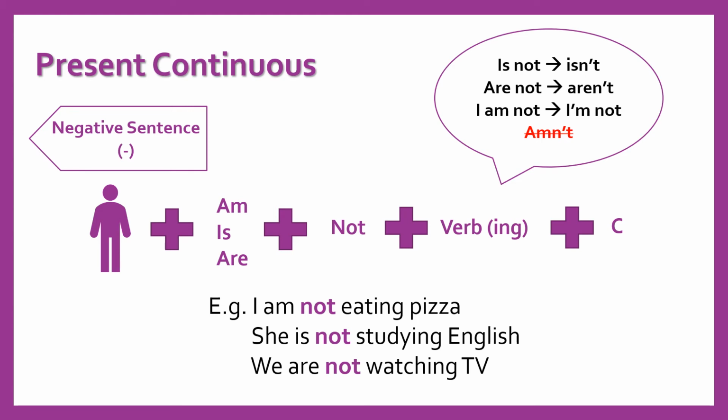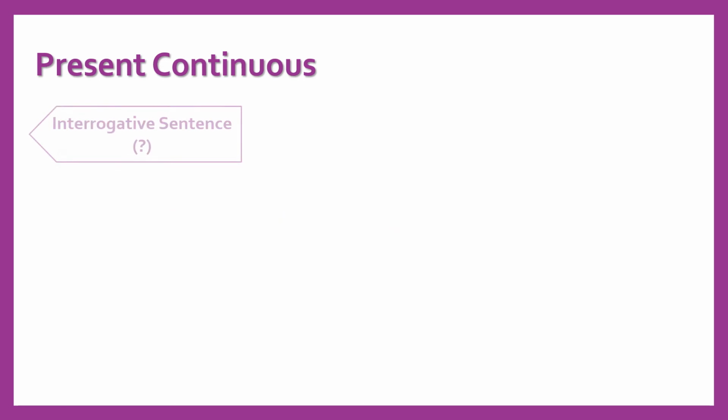So we can do the following thing. We can join the pronoun I with the verb to be am. Podemos unir el pronombre I con el verbo to be am, and we can say I'm not. That will be correct. And finally, we're going to see the interrogative sentence.